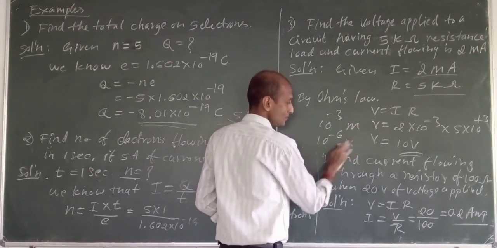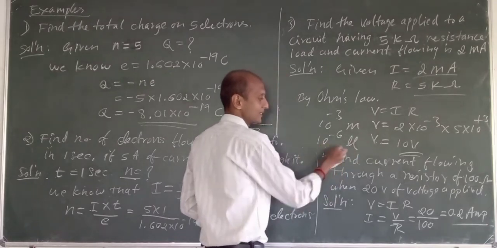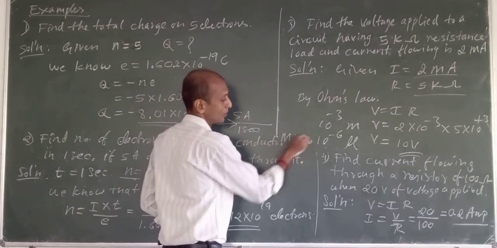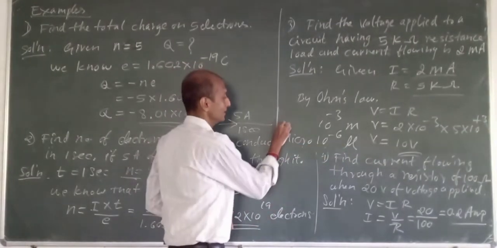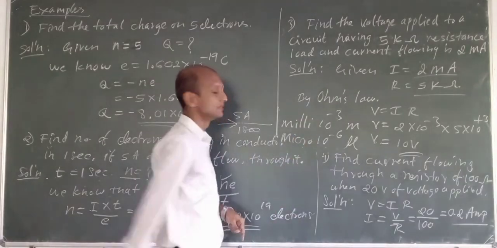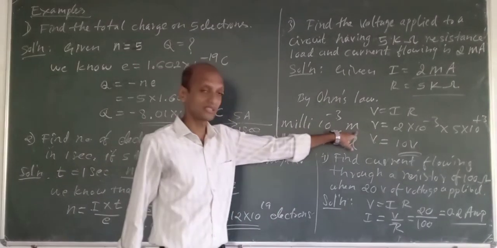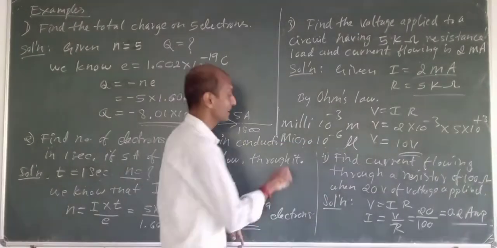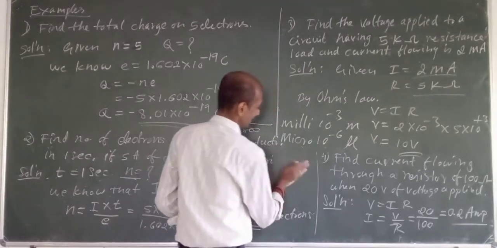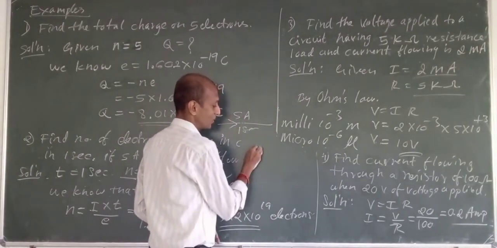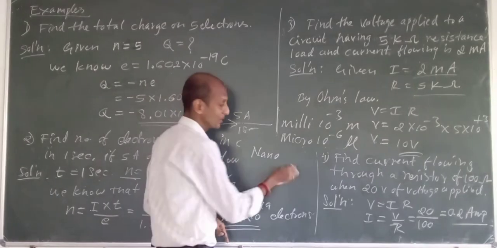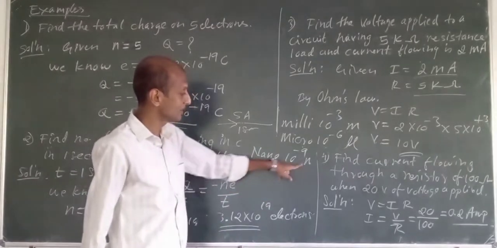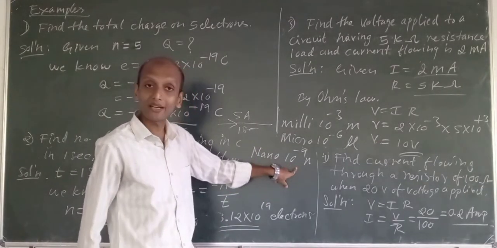Micro will be represented with this symbol. This symbol is used for micro, and milli is represented as small m. After this we have another one, nano. Nano is 10 power minus 9, so small n will be used for the representation. Nano is the 10 power minus 9 multiplier.